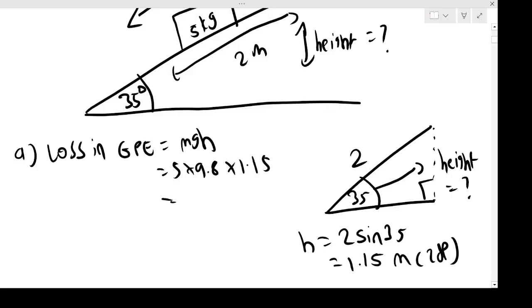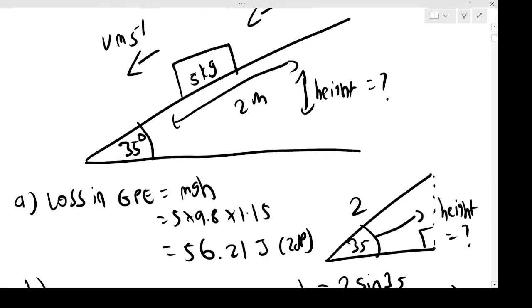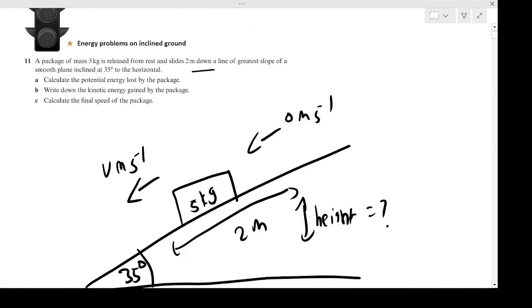So the loss of GPE is going to be 56.21 joules, to 2 decimal places. Again, we could make it negative, but the idea is that it is the loss, and it is a loss because we're going down the slope. We're going downwards. So there we are.